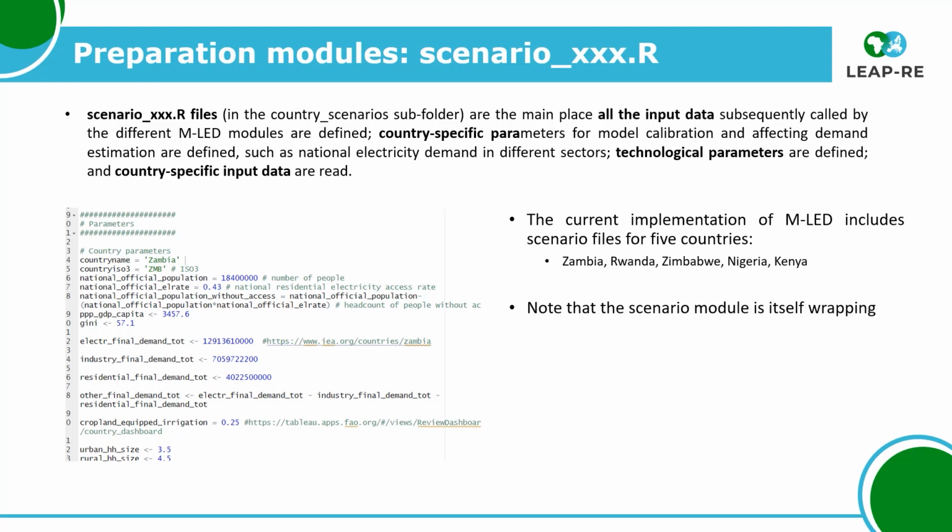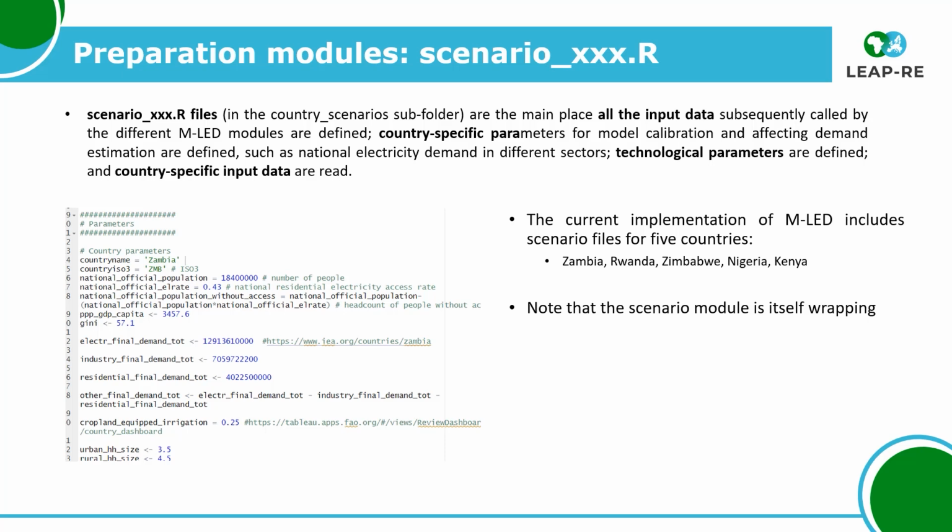Note that in the current implementation of MLED, 5 countries have been developed: Zambia, Rwanda, Zimbabwe, Nigeria, and Kenya. So scenario files for these 5 countries are available, and basically it's possible to try runs for these 5 countries, while if you want to develop runs for additional countries, check the second part of this video where we focus on how to develop a new country analysis.